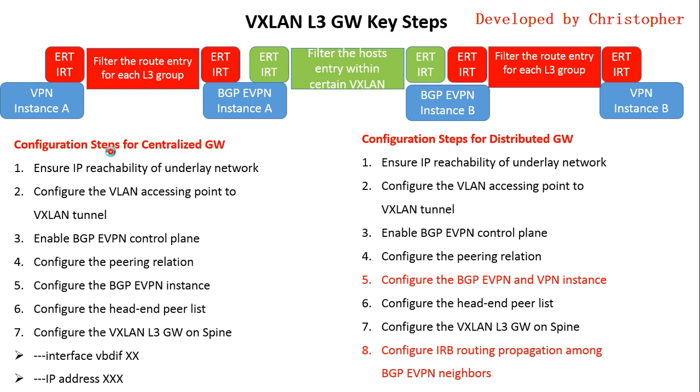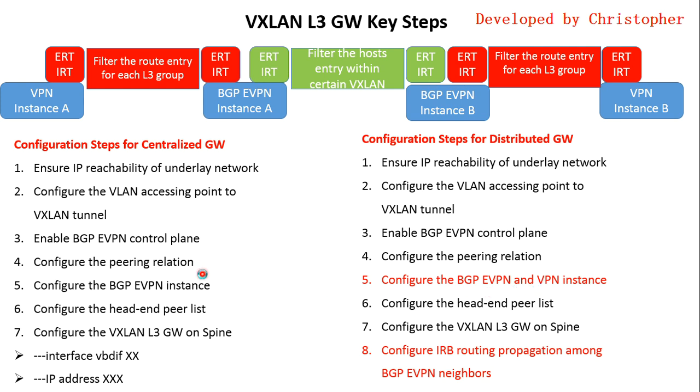Okay, so let's see the configuration steps for the centralized gateway and distributed gateway. The first one is the IP reachability of the underlying network. Then configure the VLAN access point, which means to allow which traffic to be transmitted via the VXLAN tunnel. And then enable the BGP EVPN. You can select to disable that if you do not want to use the BGP EVPN control plane. If you use that, you must configure the peering relation. And then configure the BGP EVPN and the VPN instance.